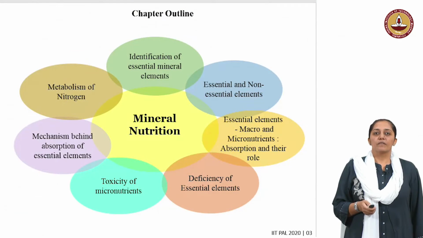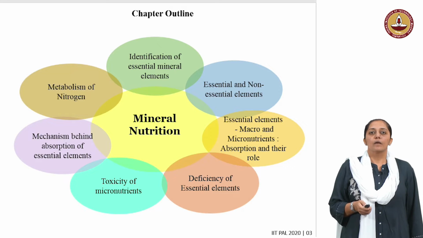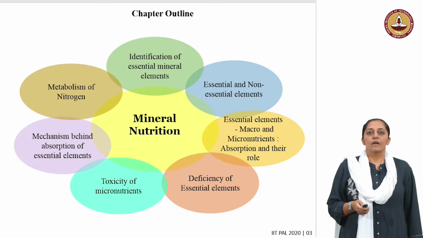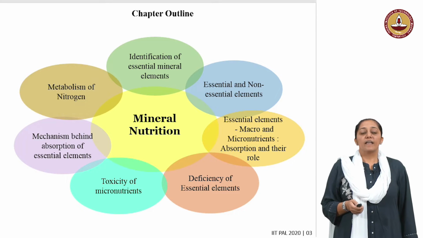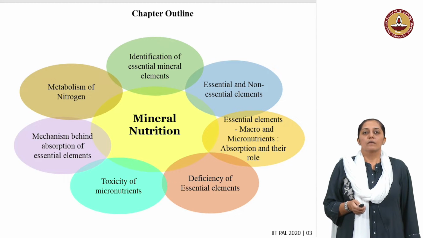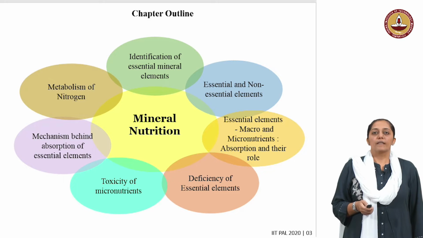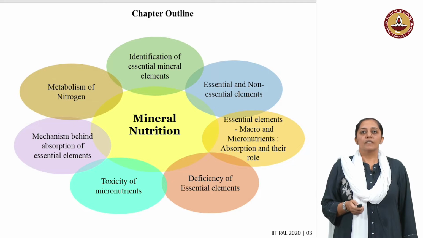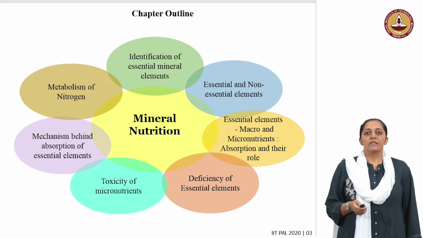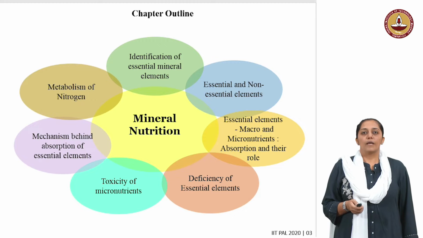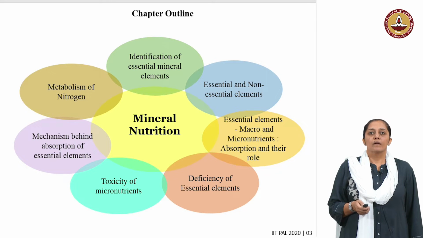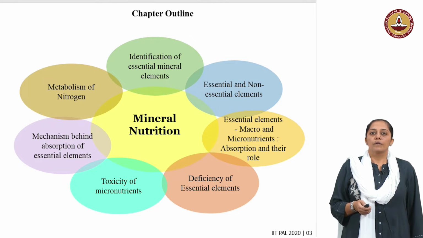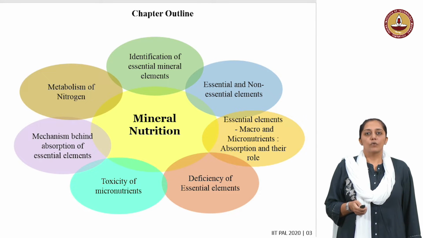So in this chapter, we are going to identify mineral elements which are essential for the growth of the plant. We are going to talk about the criteria to classify them as essential mineral elements. Further, the essential elements are divided into macro and micronutrients. We are going to study about the absorption and their role in plants.